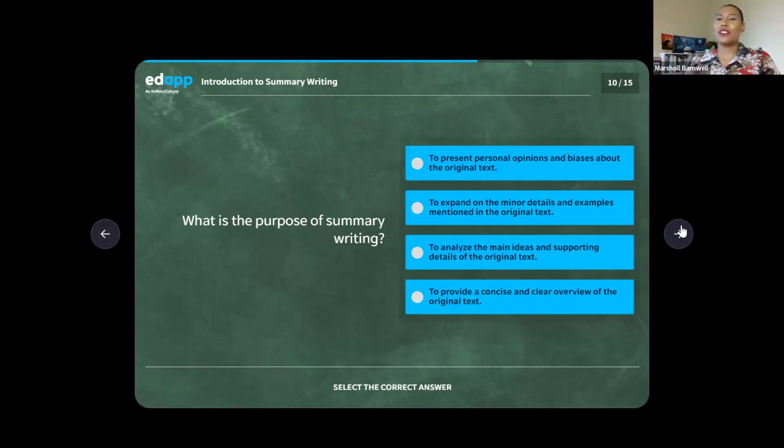So what is the purpose of summary writing? Is it to present personal opinions and biases? Is it to expand on the minor details and examples mentioned?